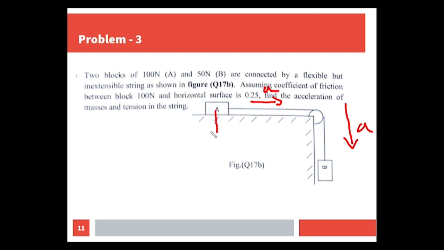And here there will be weight mg, and this surface will be providing a normal reaction in the upward direction. Similarly, there is the friction. The tension in this direction, similarly a tension in this direction, and the weight of the body mg in the downward direction.